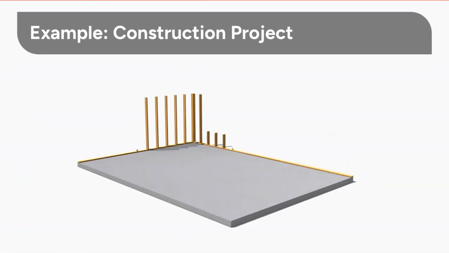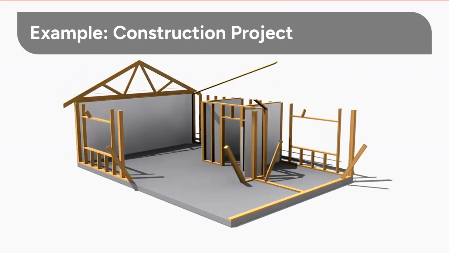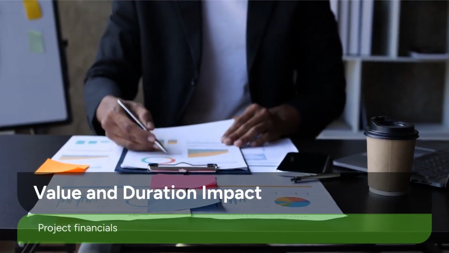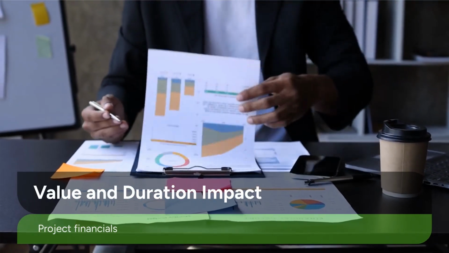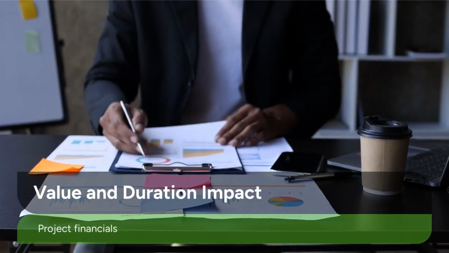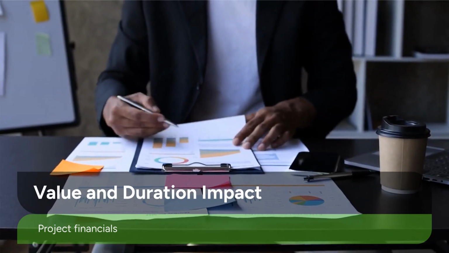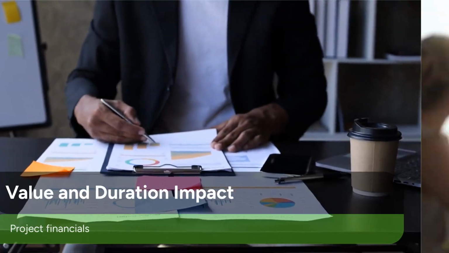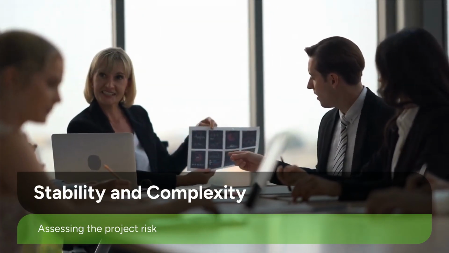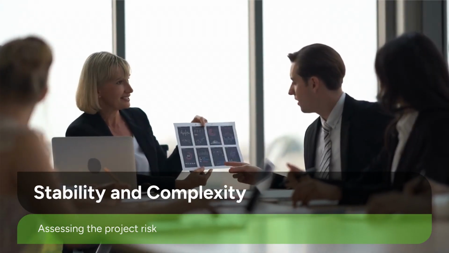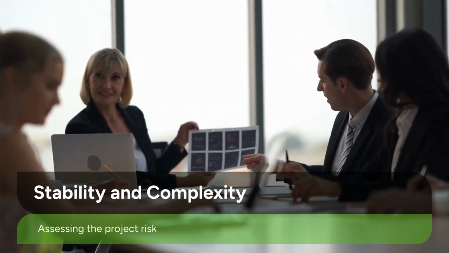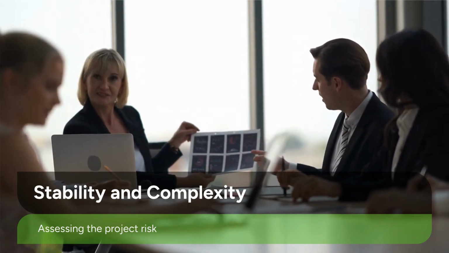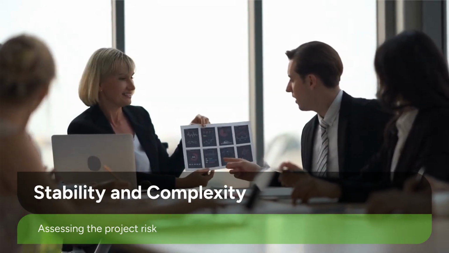Let's put this into context using a construction project, where a bank issues a performance guarantee to the client. A larger contract value means a higher guarantee amount and higher charges. Similarly, a longer project duration increases the guarantee's validity period, leading to increased fees. If the contractor has financial difficulties, the bank perceives a higher non-reimbursement risk and charges more. More complex projects also inherently involve higher risks, potentially increasing charges.